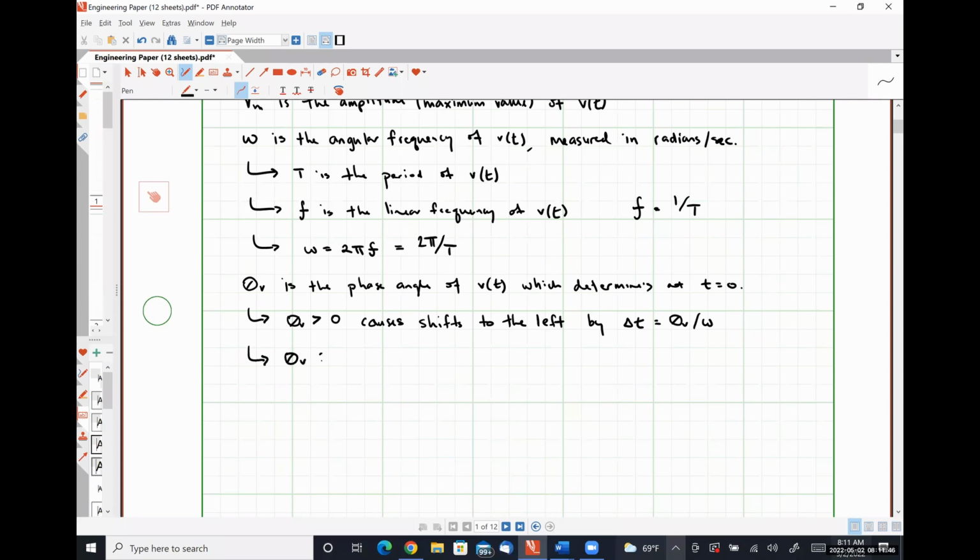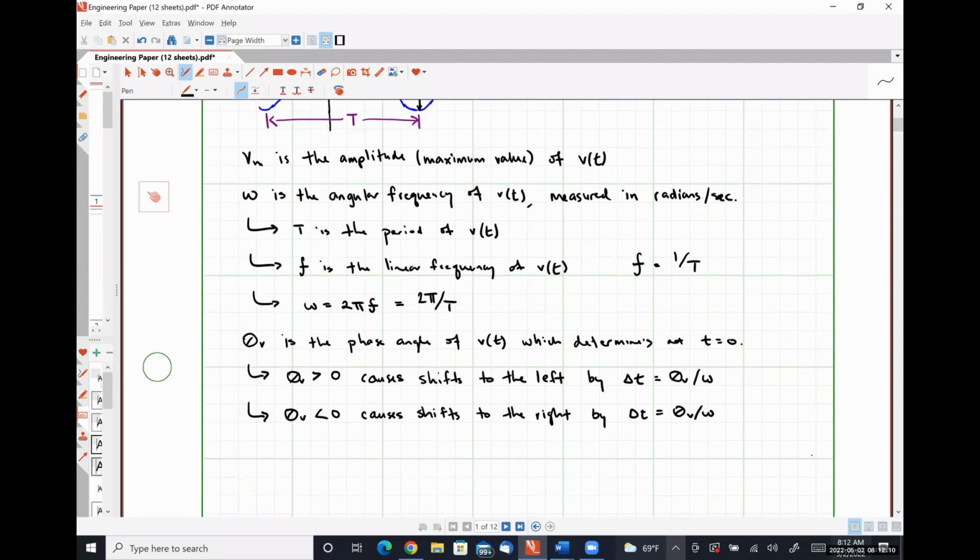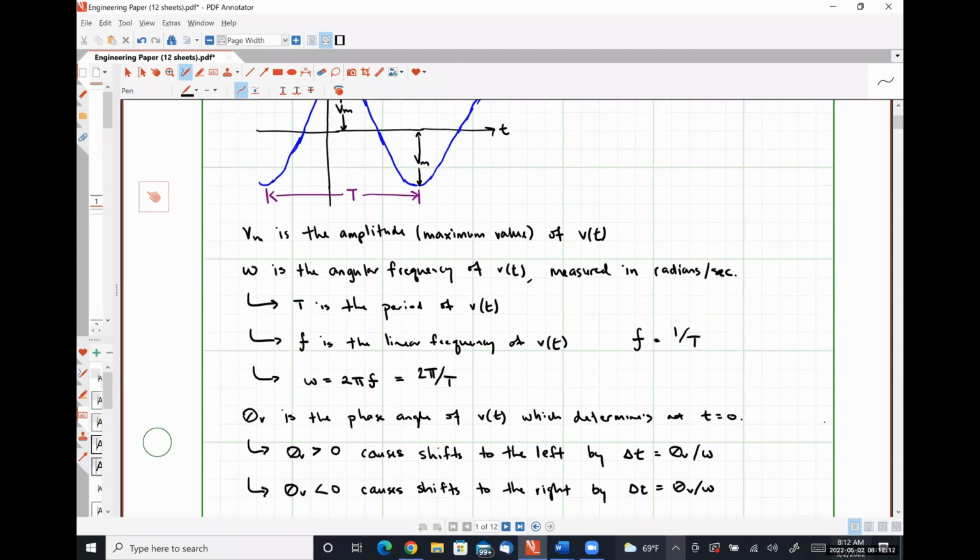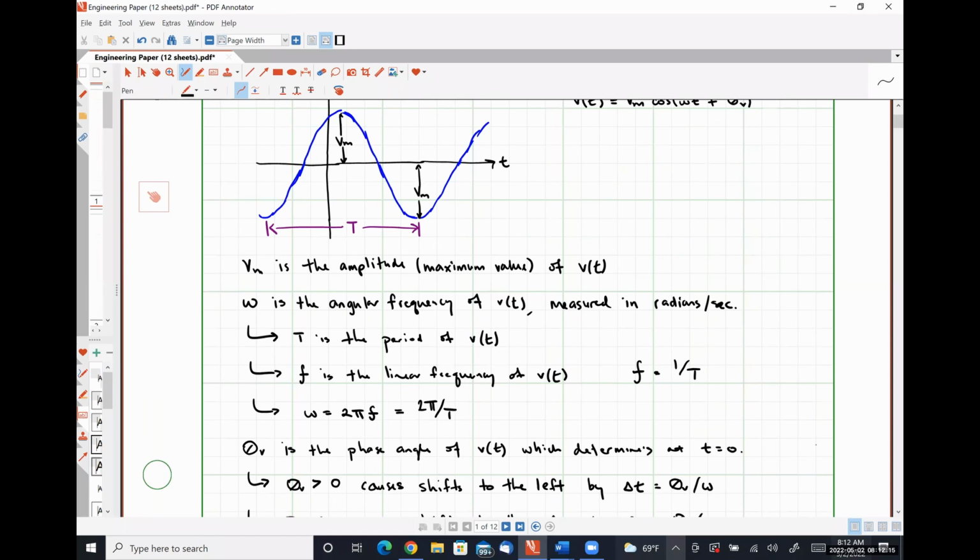And when theta v is less than 0, this causes shifts to the right by that same expression. So these three things, amplitude, angular frequency, and phase angle, define a sinusoidal signal.